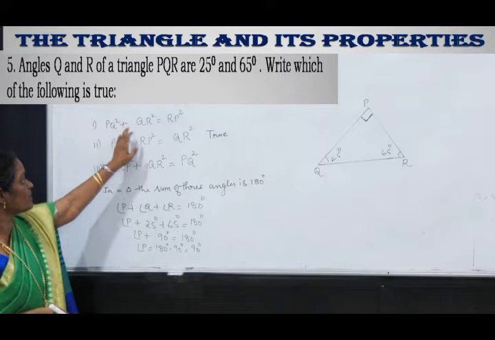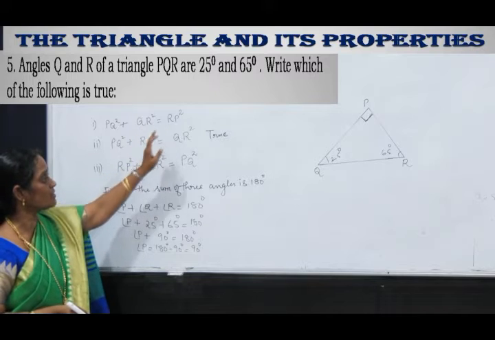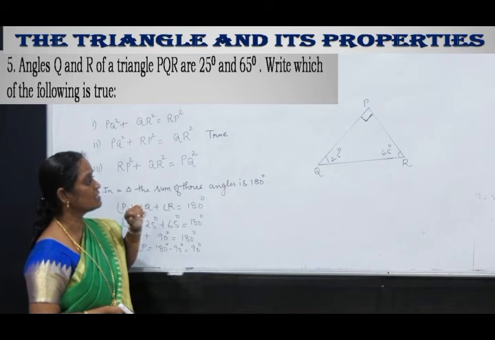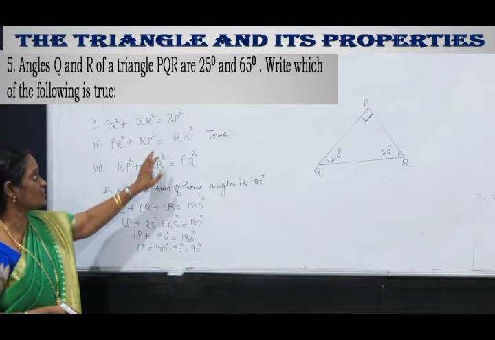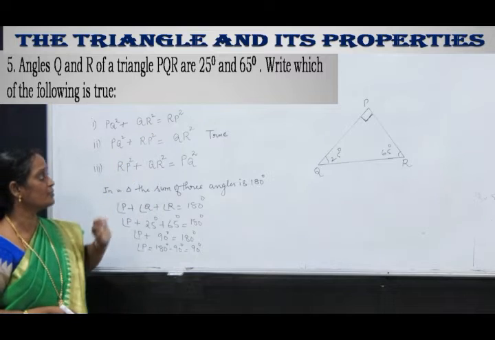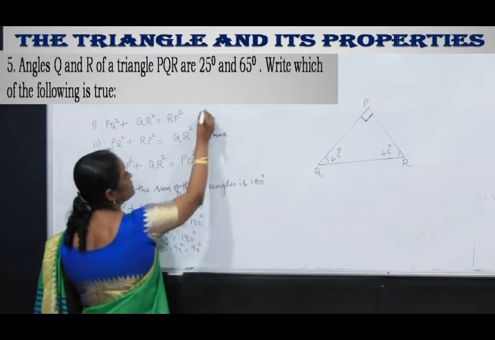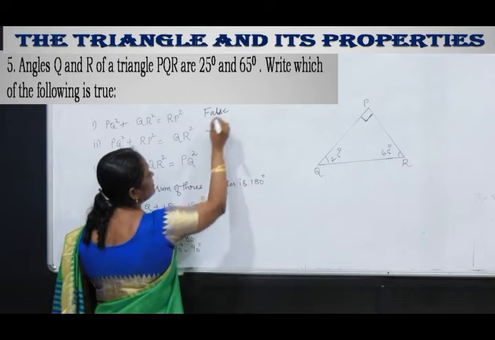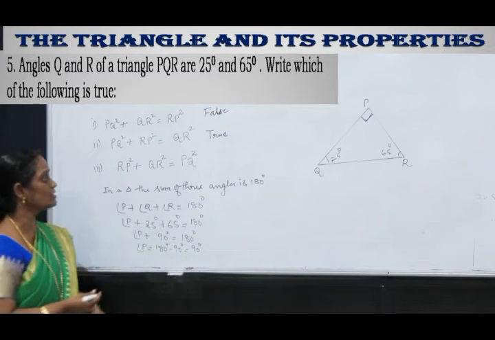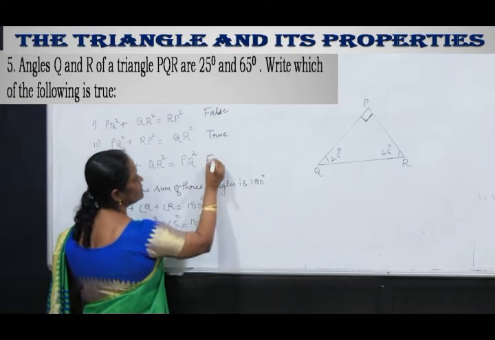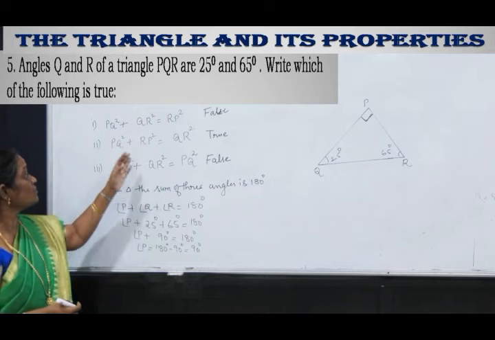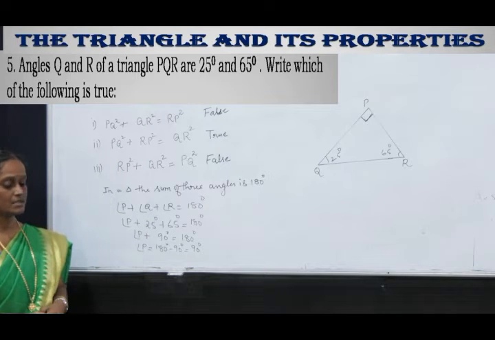So PQ square plus QR square is equal to RP square. It is not correct here. This one is not true here because here QR is the hypotenuse. Here it is written that PQ square plus QR square is RP square. It is false here. Here also RP square plus QR square is equal to PQ square. It is also false here. So the second statement is correct here. QR square is equal to PQ square plus RP square.